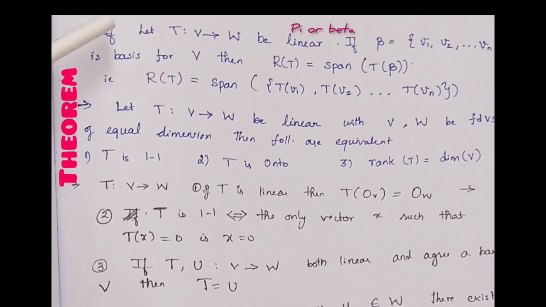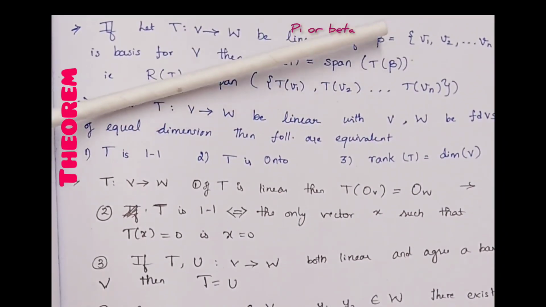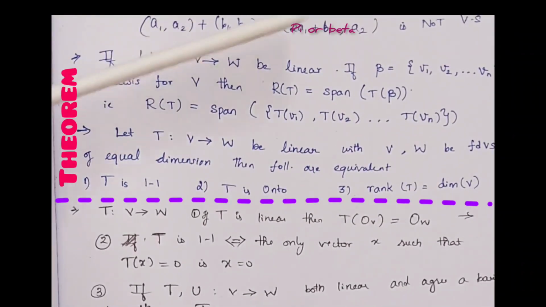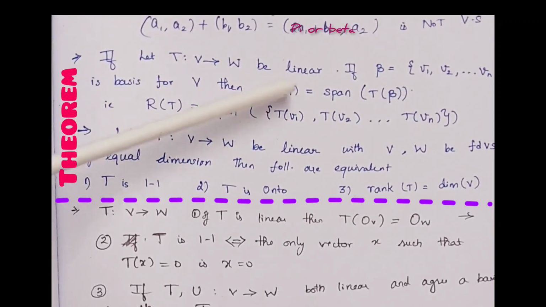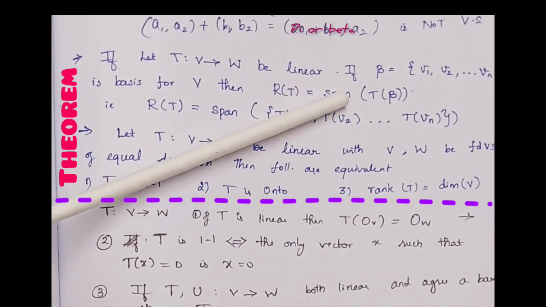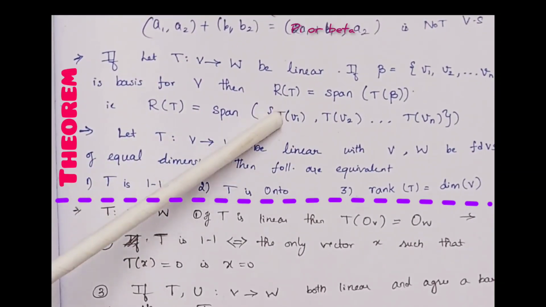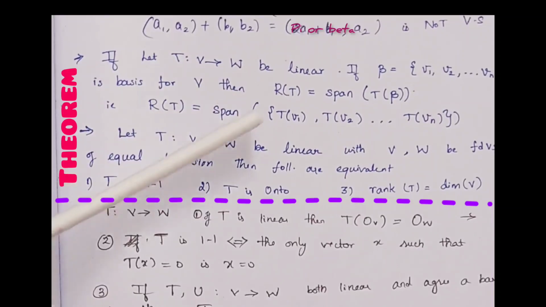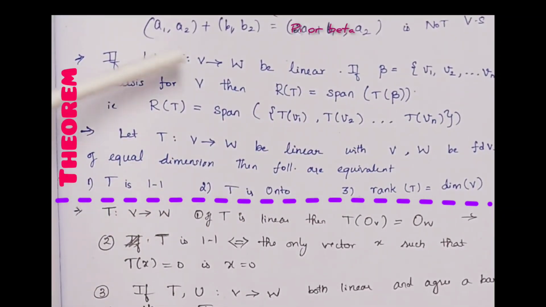Let T from V to W be linear. If beta, the set containing v1 to vn, is a basis for V, then the range space of T, which will be in W, is equal to the span of the transformations of the beta elements. That is, the span of T of v1, T of v2 till T of vn. So R of T is the span of the respective basis transformations. This is a theorem.